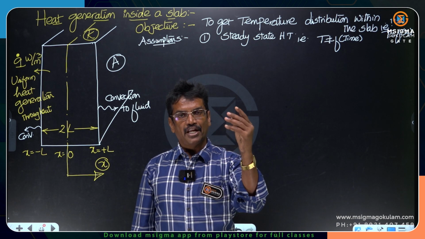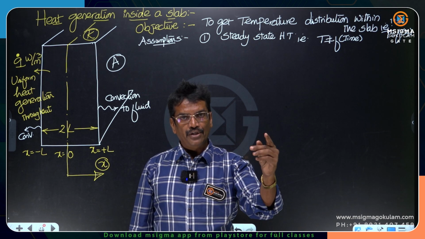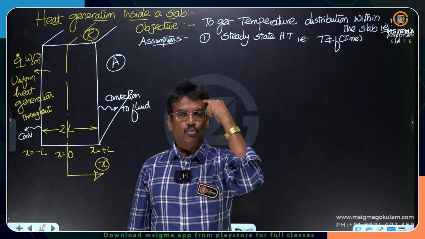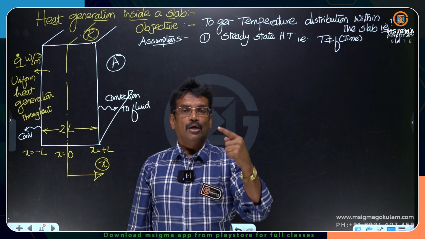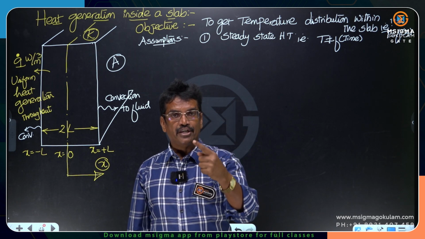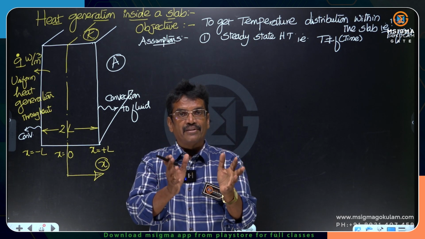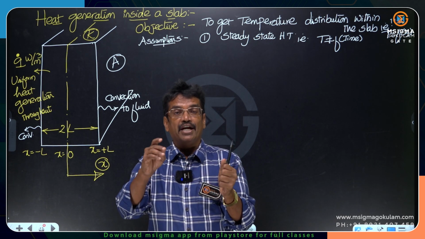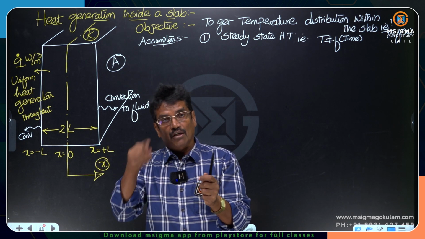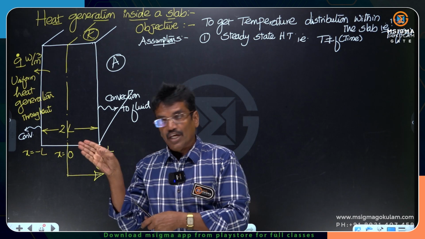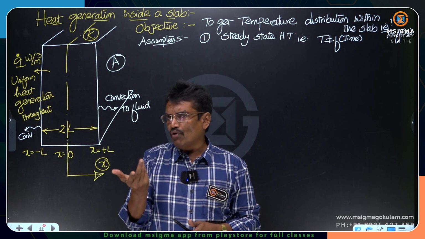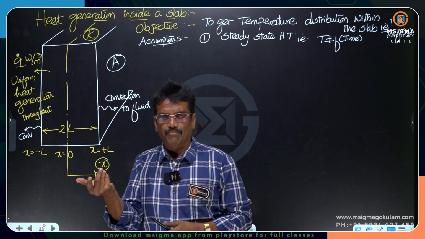Whether there is heat generation inside a slab or a cylinder or a sphere, the most important boundary condition you have to remember is to maintain the steady state heat transfer conditions while generating heat. All the heat generated in the entire body must be convected from the surface of the body to the fluid, either from one side of the slab or from both sides of the slab. That is true for any shape of the body, need not be a slab.